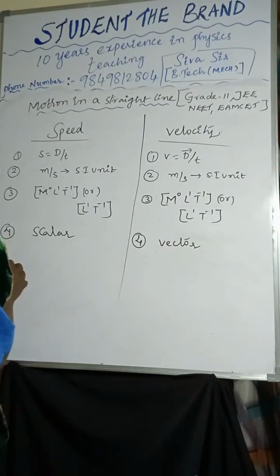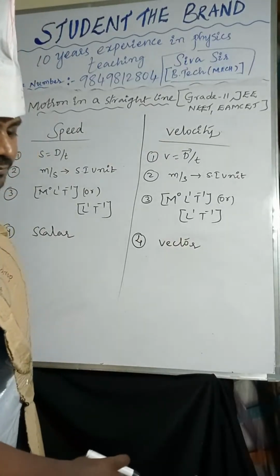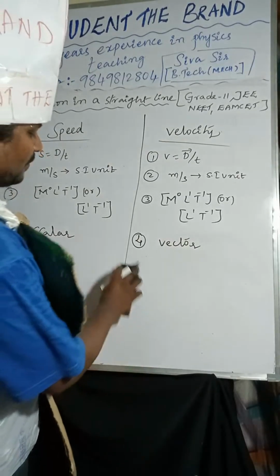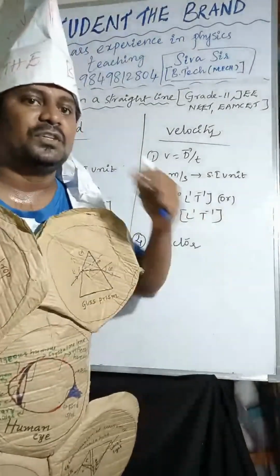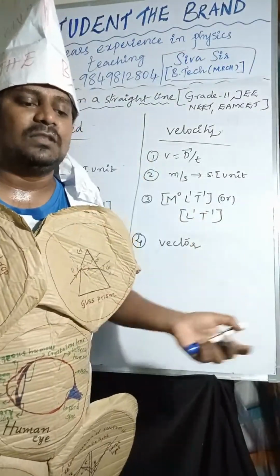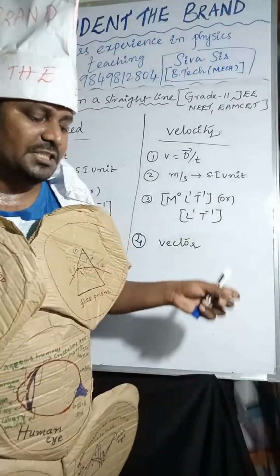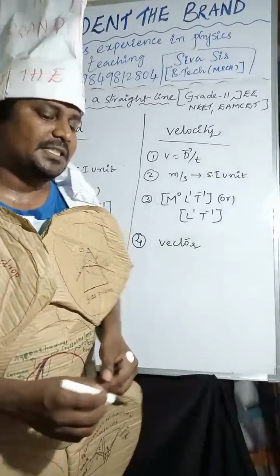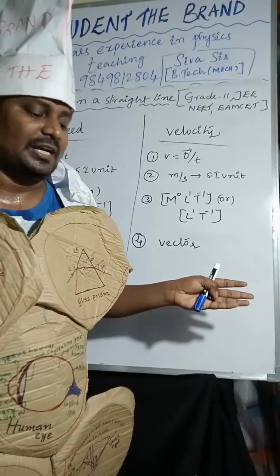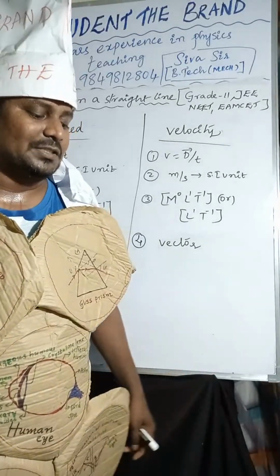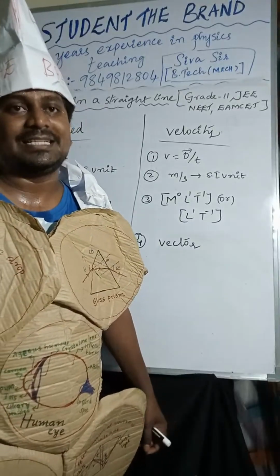One question I will ask: in which case are speed and velocity both equal? Only in the straight line condition. Only in the straight line condition are speed and velocity both equal.